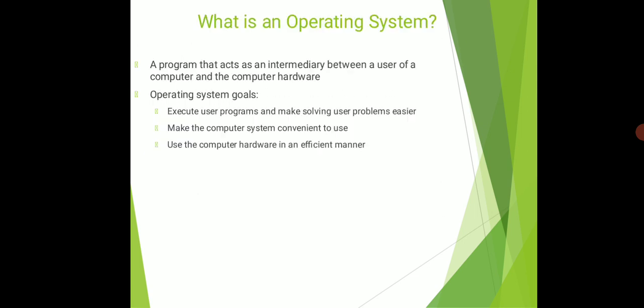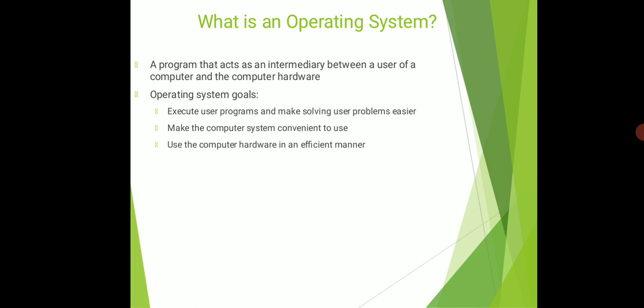So right, so next one, what is an operating system? Actually an operating system is a program. It is a program that acts as an intermediary between the user and the computer hardware. So OS is a program which will act as an intermediator between the computer user and the computer hardware. It is a normal simple program, right? So this is an operating system. I think you are clear on what an operating system is. It is a program that acts as an intermediary between the user of a computer and the computer hardware.